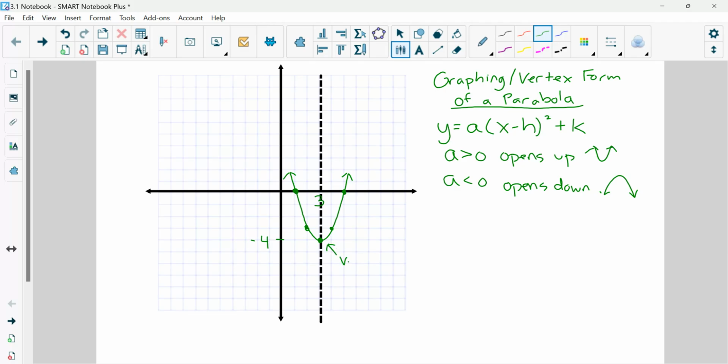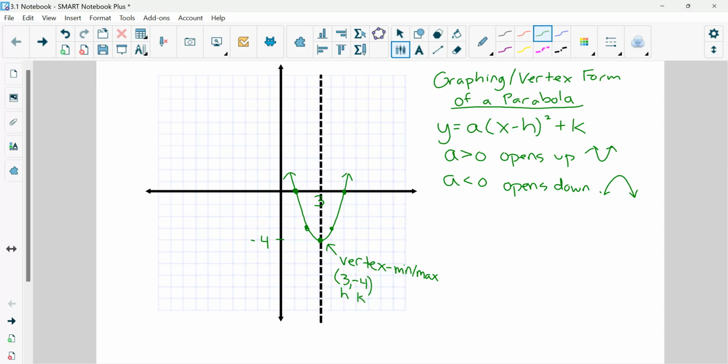So remember, that is our vertex right there. And remember, the vertex is always your min or your max. In this case, it's a minimum. And for us, it'd be 3, negative 4. Remember, the vertex is also the point h comma k.